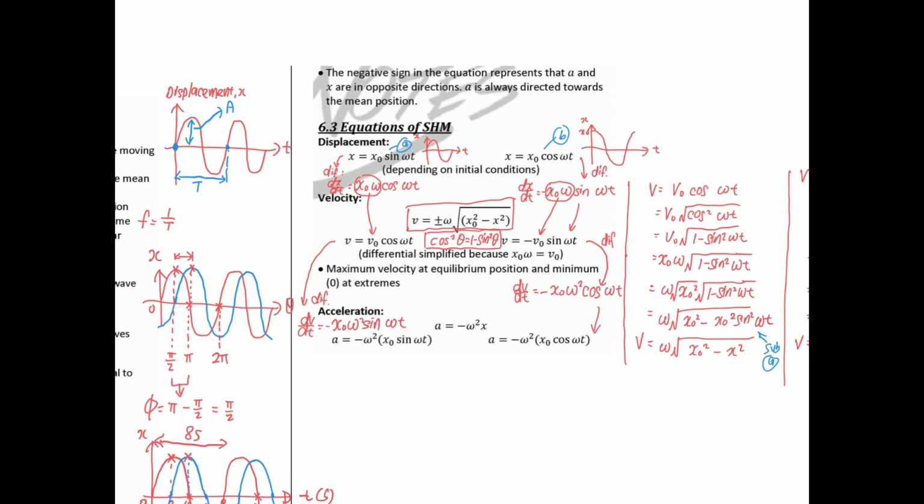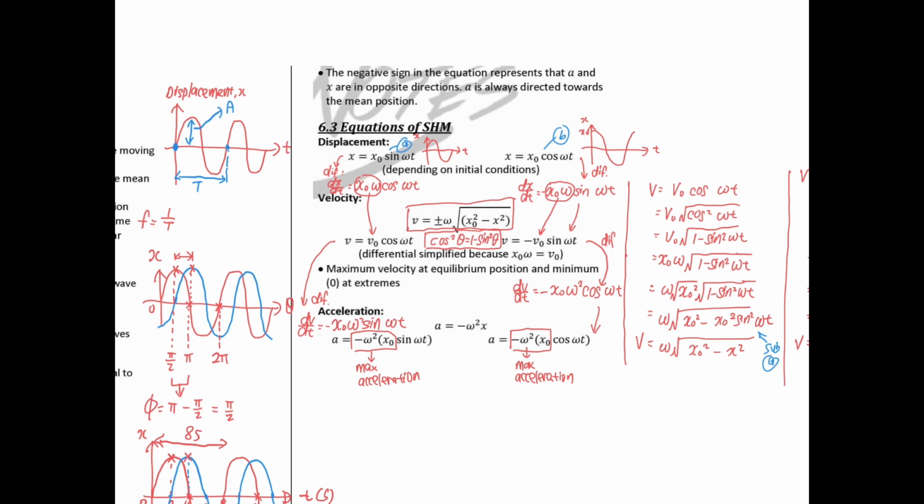Okay, so after that, you will realize for accelerations, you will see this part as the maximum acceleration, which is negative omega square x naught. So again, this part is maximum acceleration.